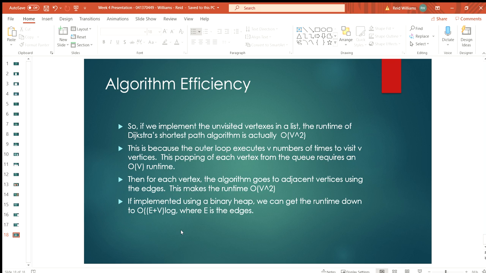And just thrown in there, this was something that was discussed in the book, but if implementing using a binary heap, we can actually get the runtime down to big O of E plus V log V, where E are the edges and V are the vertexes, which makes sense because you've got that cool logarithmic pattern of binary heaps where it's kind of splitting in half as you go.